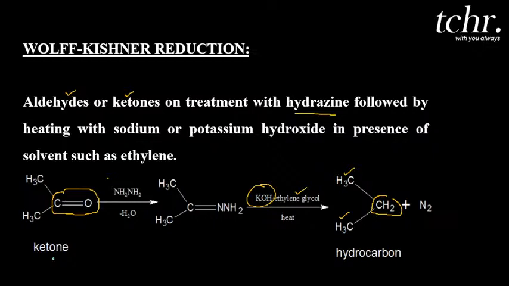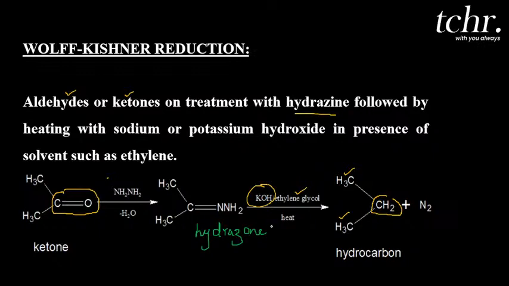So what you can observe in the simple way of understanding Wolff-Kishner reduction is you take aldehyde or ketone. When you treat with hydrazine, it forms an intermediate. This intermediate, which is called as hydrazone, on treating with a base, potassium hydroxide in ethylene glycol, the carbonyl group you will convert to hydrocarbon. That is a simple way of understanding is you will remove oxygen and add hydrogen atoms, right?